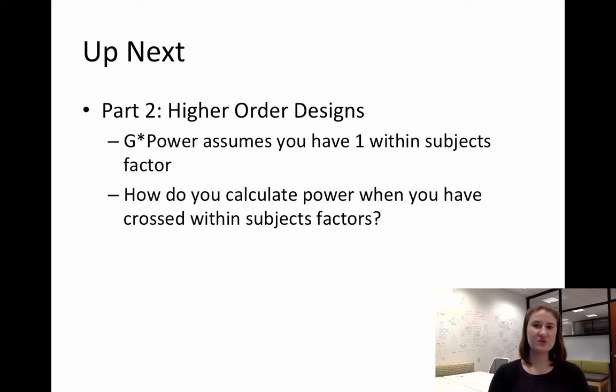So in part 2, I'm going to talk about higher order designs, specifically designs where you have multiple crossed within subjects factors. G-Power actually assumes you have one within subjects factor, which is not entirely clear from the inputs. So we're going to talk a little bit about how you can tell that, and then what you can do if you do have a crossed within subjects design to still use G-Power to do some power calculations.